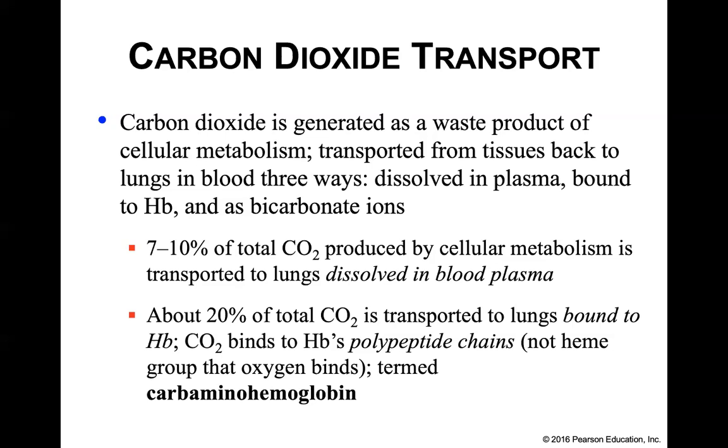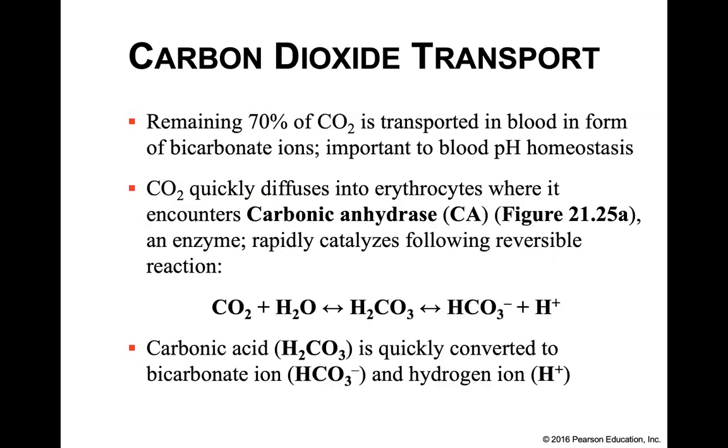20% of CO2 is carried on hemoglobin. Carbon dioxide binds hemoglobin's polypeptide chains, not the heme group that oxygen binds to. And this is referred to as carbaminohemoglobin. That still leaves about 70% of carbon dioxide. And this gets transported in the blood in the form of bicarbonate ions, which is important to the blood pH homeostasis.